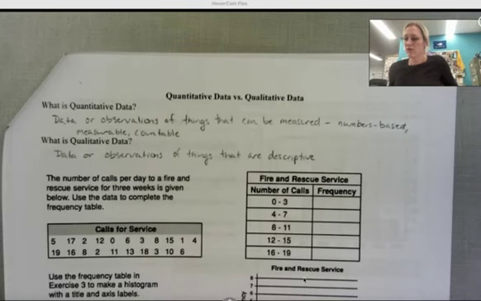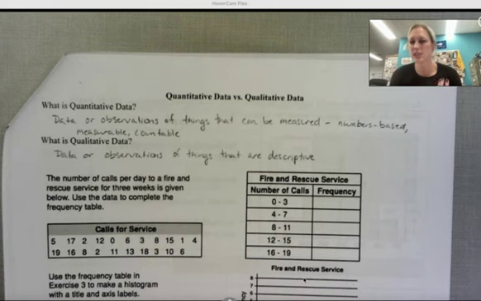Hi guys, in this video we're going to look at different ways to represent data. We're going to look at how to use histograms, dot plots, and stem and leaf plots here.